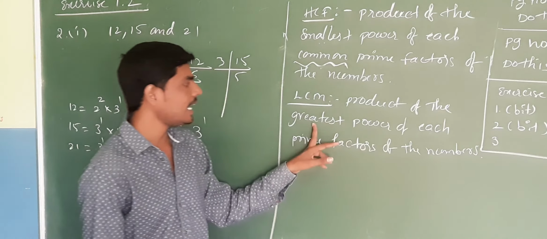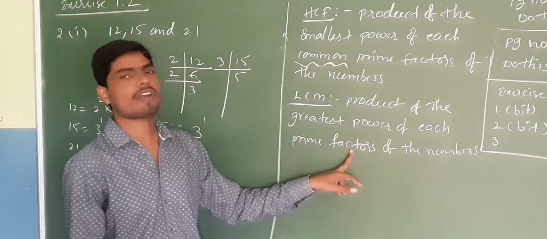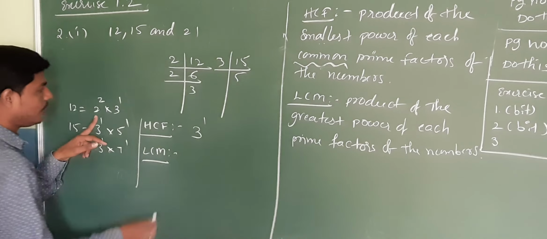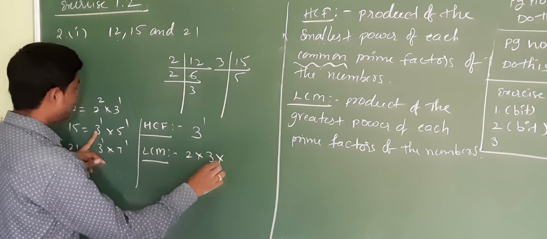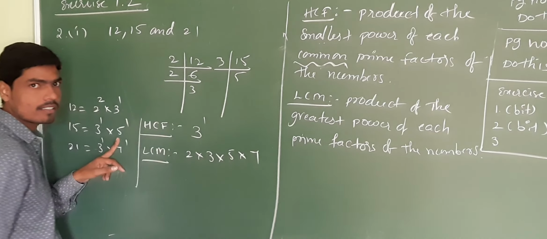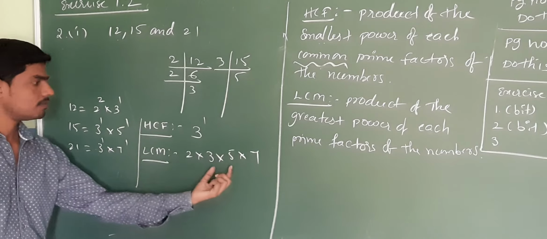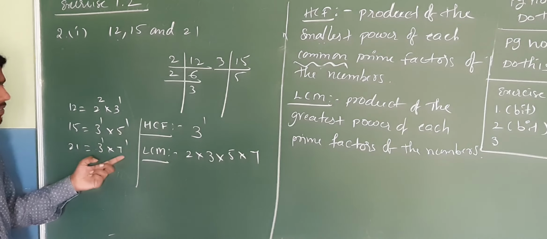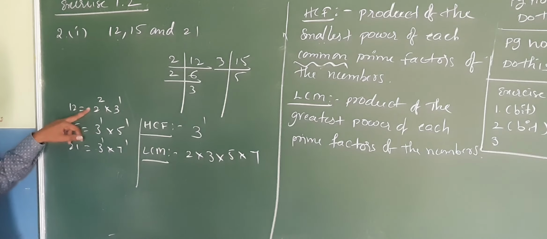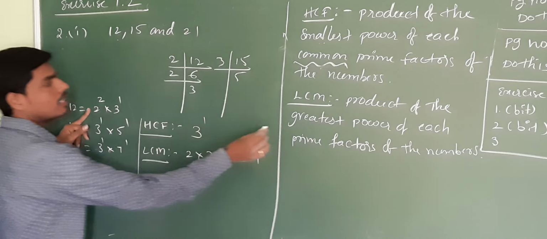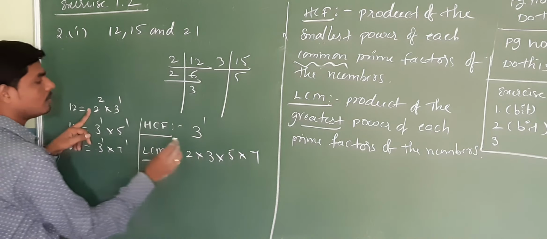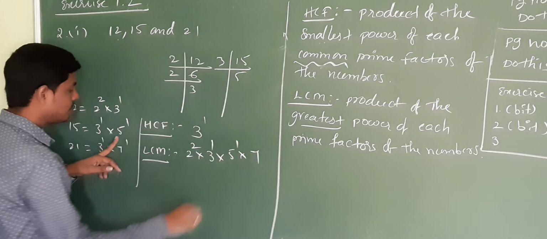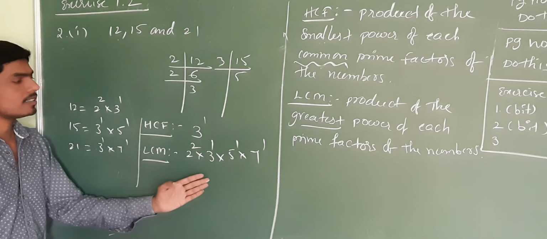Next LCM: the product of the greatest power of each prime factor. Each prime factor means everything; all the numbers we should take. 2 is there, 3 is there, 5 is there, 7 is there. Are there any other prime factors other than these 4? 2, 3, 5, 7. No. Now 2: the greatest power for 2 is 2 squared. Now 3, only 1. 5, only 1. 7, only 1. And this is the LCM.